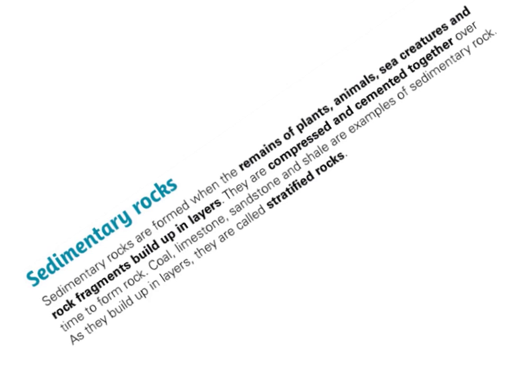Sedimentary rocks. Sedimentary rocks are formed when the remains of plants, animals, sea creatures, and rock fragments build up in layers. They are compressed and cemented together over time to form rock. Coal, limestone, sandstone, and shale are examples of sedimentary rock. And the two that we'll be focusing on are limestone and sandstone. As they build up in layers, they are called stratified rocks because strata means layer.